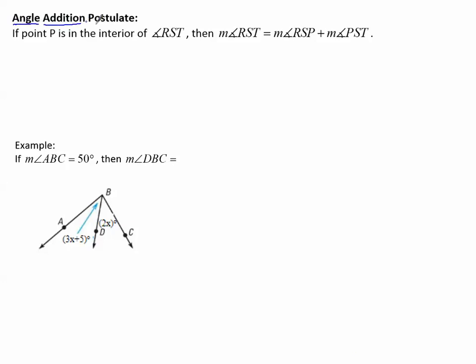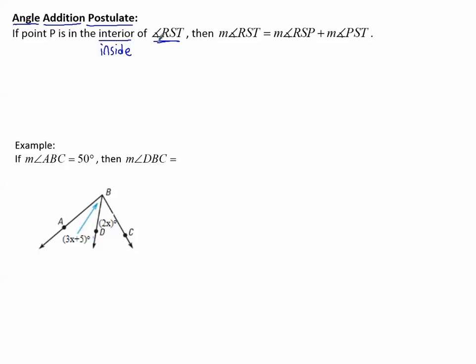Angle addition postulate. This says if point P is in the interior, that means inside, of angle RST, then the measure of angle RST equals the measure of angle RSP plus the measure of angle PST. Let's take a look at what that's showing.